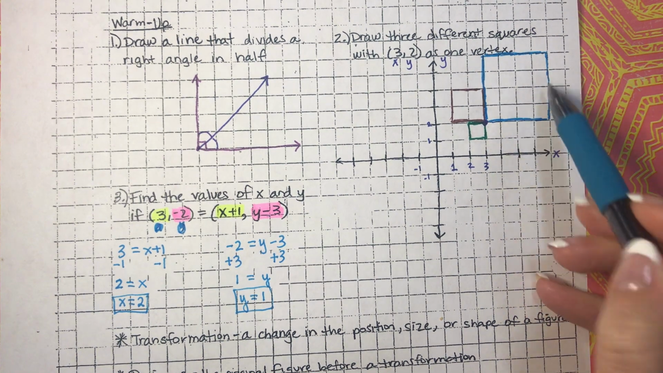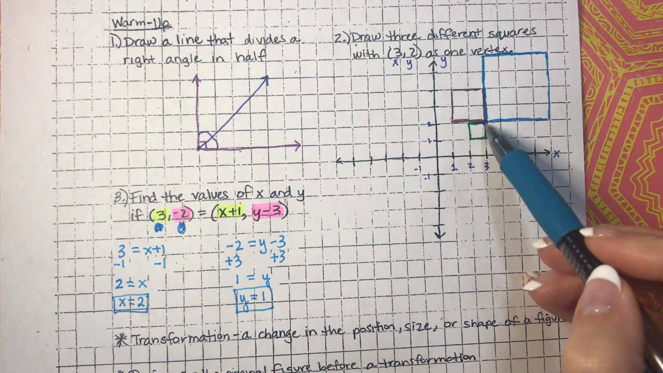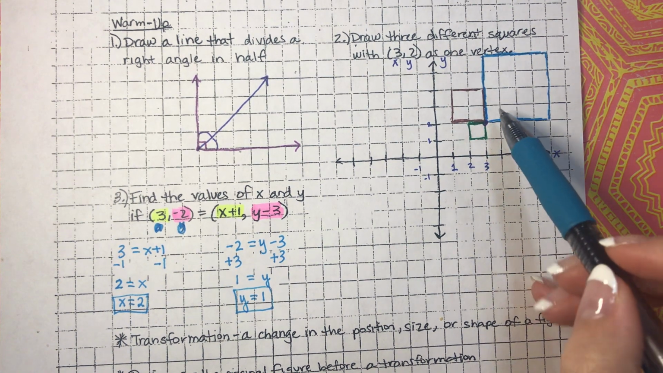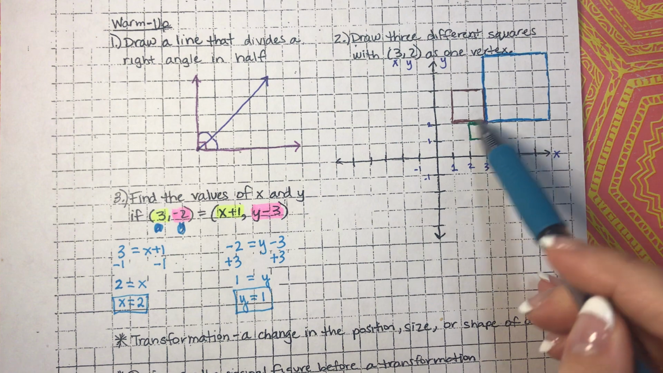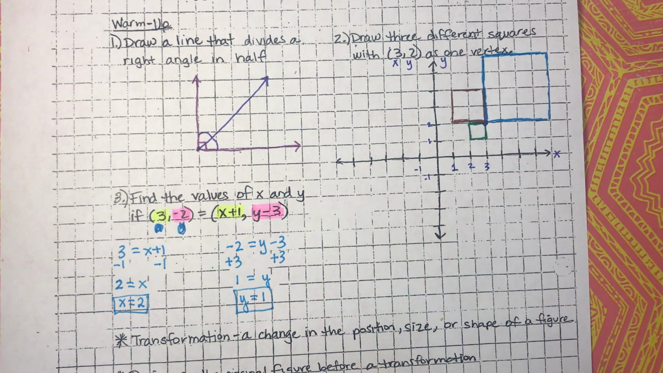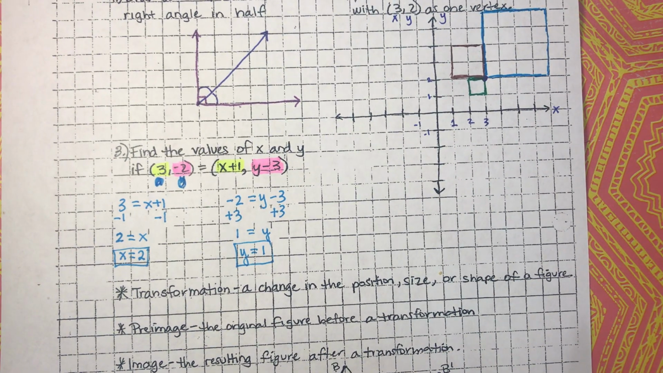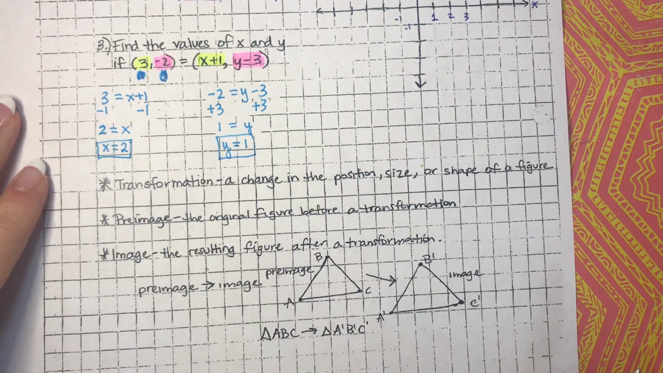I mean, they could all be the same side length. I made mine different side lengths. They could be the same. You just have to draw 3 different squares in different locations. Okay, so that's the warm-up. So let's go ahead and move on here to talk about some vocabulary.